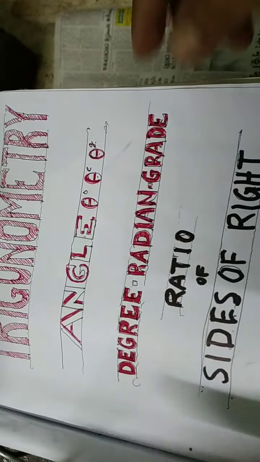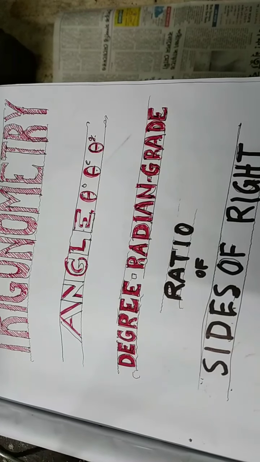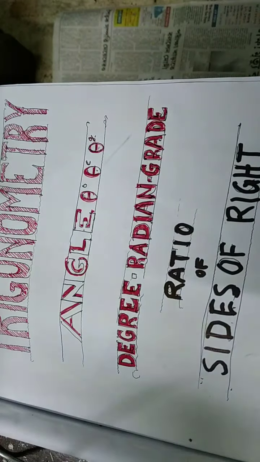Thank you for watching. Today we end trigonometry here: trigonometry, angle, radian, degree, ratio of sides of a right angle triangle. Thank you.